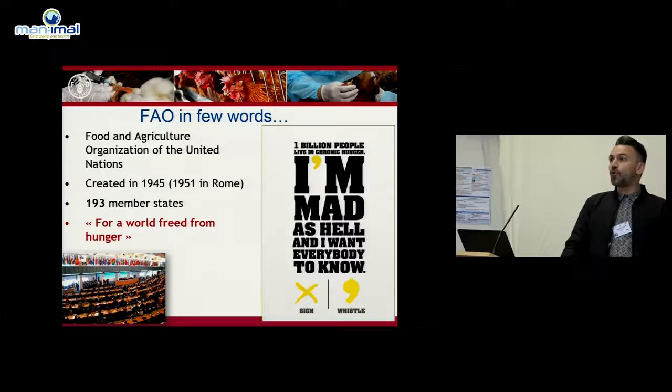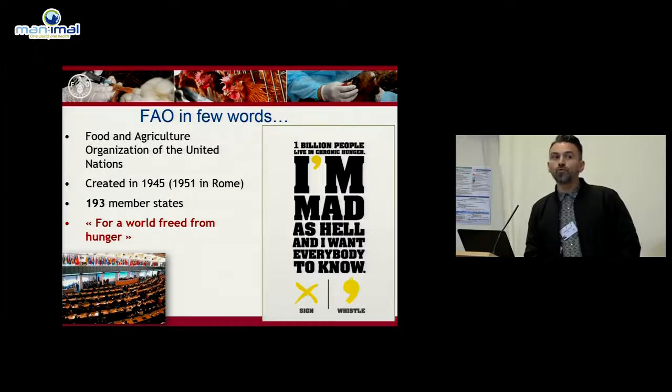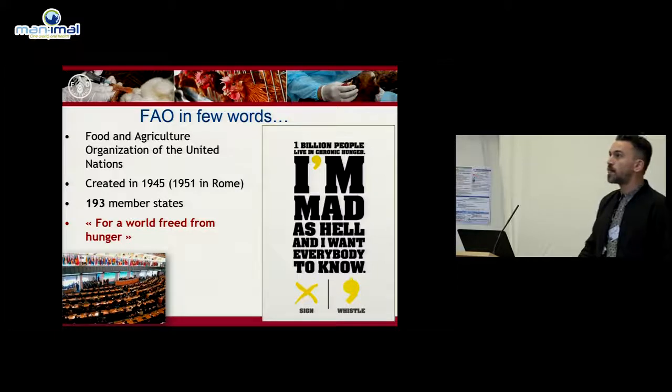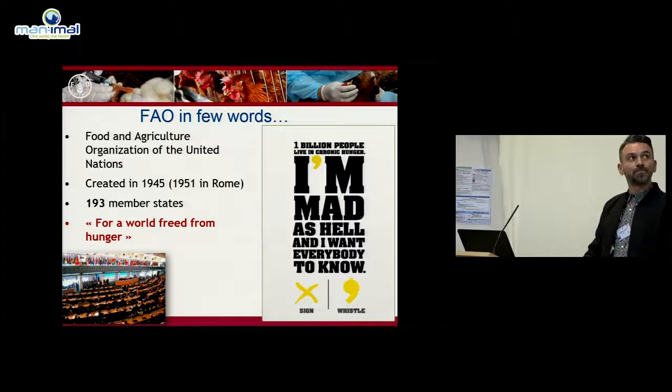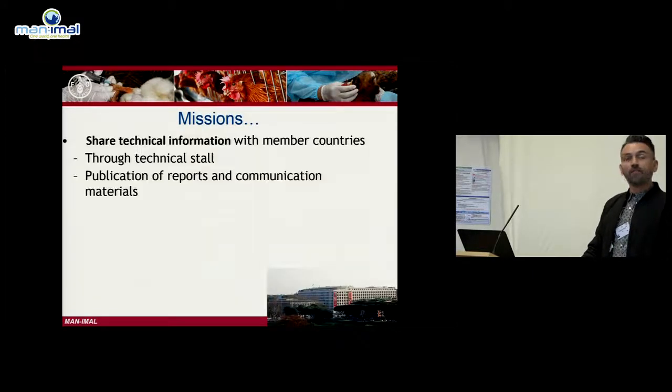And as you know, the main goal is to stop hunger in the world. That's the main motto of FAO. Everything that FAO does has the main goal of stopping hunger in the world. The mission is basically a technical mission. FAO is here to provide technical guidance to member countries.